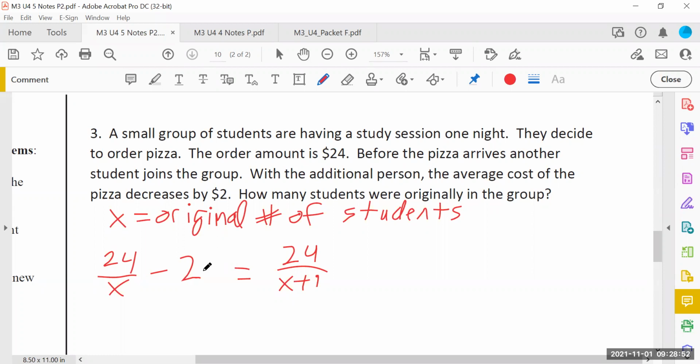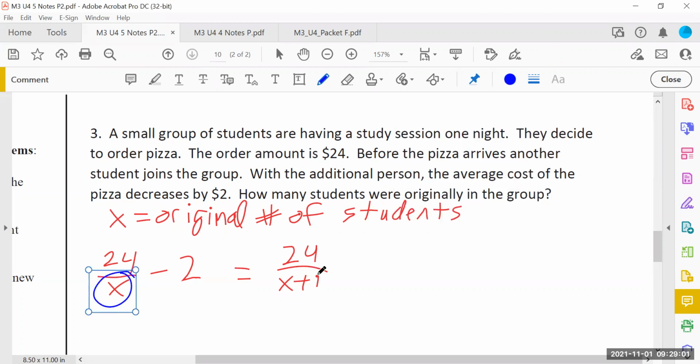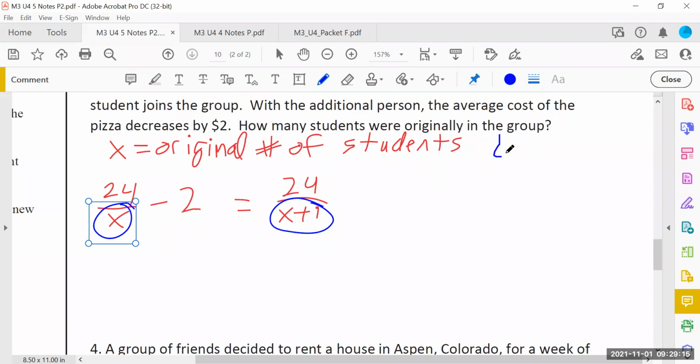So let's solve this. I need to find a least common denominator. With these, it's typically going to be the denominator here times the denominator here. Those are not actually going to have anything in common. So once I've decided my least common denominator is x times x plus 1, those two multiplied together, that's what I'm going to multiply both sides by.